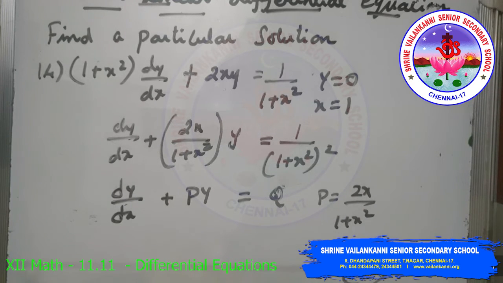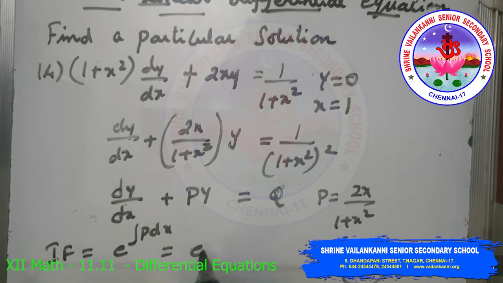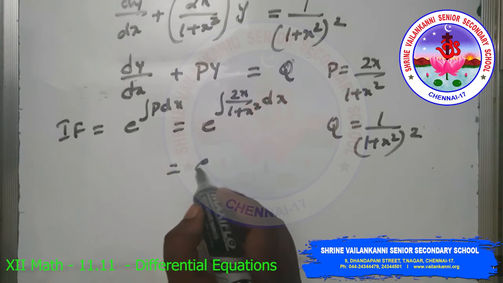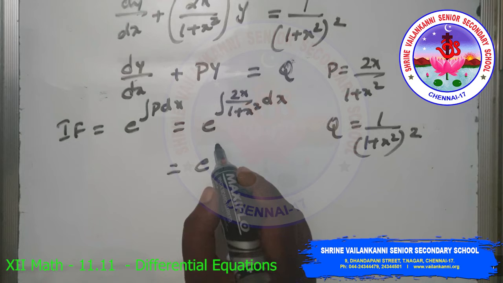Now we have to find the integrating factor, which is e to the power of integral P dx, which is e to the power of integral 2x by (1 + x square) dx. Here we use the substitution method. Taking 1 + x square as t, differentiating we get 2x dx. So the integrand becomes dt by t, which is log t. Replacing t, we get log of (1 + x square), and e to the power of that.